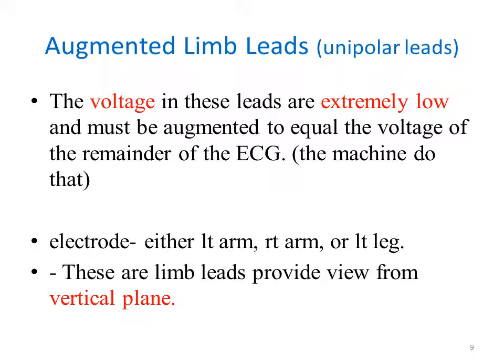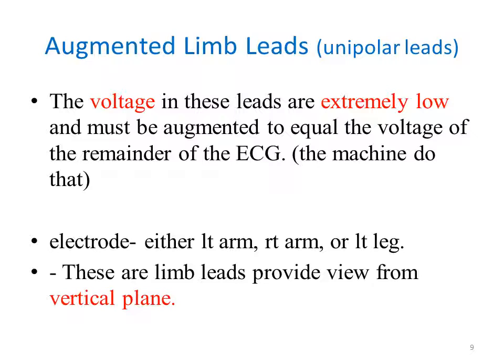The voltage in these leads is extremely low and must be augmented to equal the voltage of the remainder of the ECG. طبعا الماشين اللي هي جهاز ال ECG هو اللي بيعمل هذا الشيء، عشان هيك سميناهم augmented limb leads. عادة الفولتية بتكون فيها قليلة.